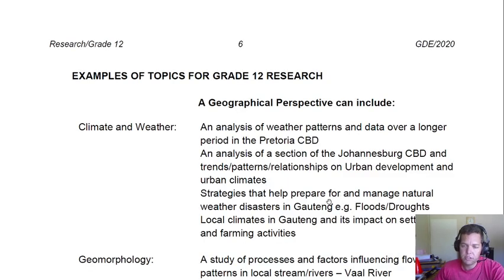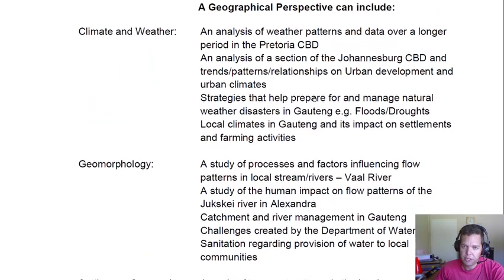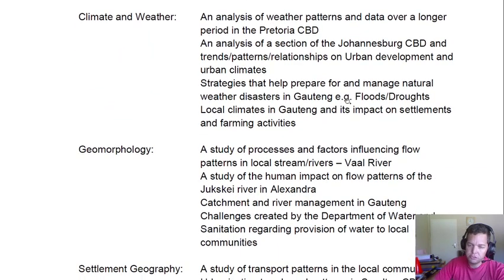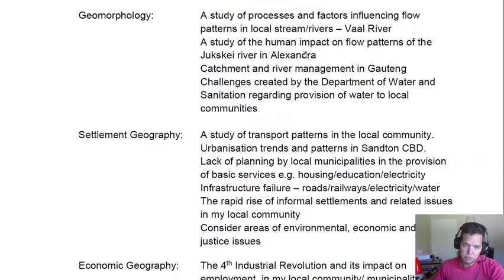Now, these are some examples that are included for you. I don't want you to just choose randomly out of this list, but these give you a guideline on what kinds of projects you can look at, or hypotheses you can make up. So if you're interested in climate and weather, one of the examples is, you would want to analyze the weather patterns and data over a long period in the Pretoria CBD, or you want to look at how the local climate in Gauteng is affecting or impacting settlements and local farming. As an example for the geomorphology, you might want to see what factors are influencing the flow of, say, the Vaal River or the Yekske River.